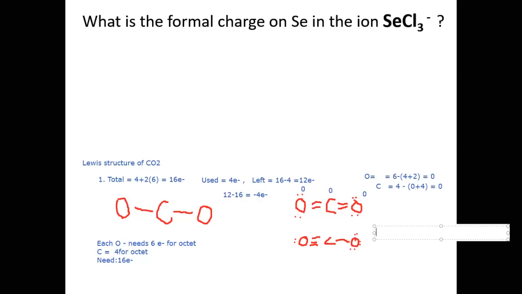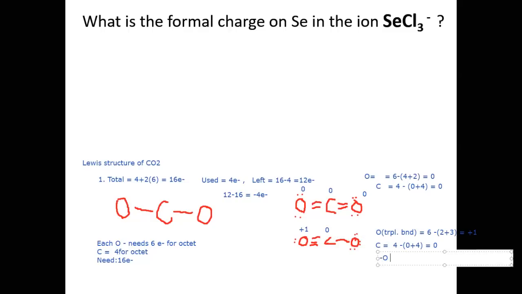Now let's look at the second one. So the second one, we have an oxygen triple bond. So that'd be 6 valence electrons minus 2 lone electrons plus 3 bonds equals plus 1. So this oxygen here has a plus 1. Now we have the carbon. So carbon has 4 valence electrons minus 0 lone electrons plus 4 bonds equals 0. And then we have a single bond oxygen. 6 valence electrons minus 6 lone electrons plus 1 bond. Negative 1.